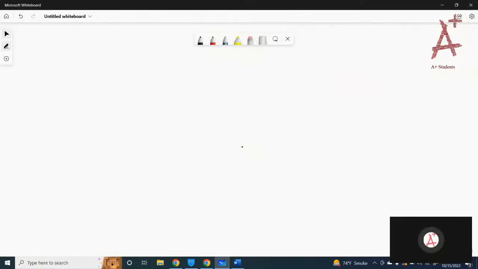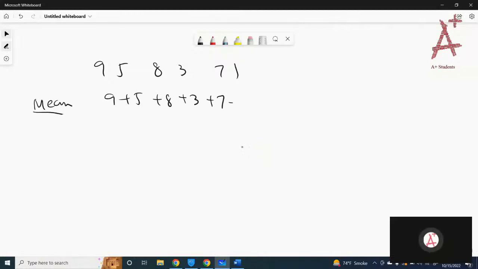The data set given below is 9, 5, 8, 3, 7, 1. So first find the mean of the data. Just add them all and divide: 9 plus 5 plus 8 plus 3 plus 7 plus 1 over 6. Got it? So the sum of the numbers is 33 over 6, and that equals 5.5.